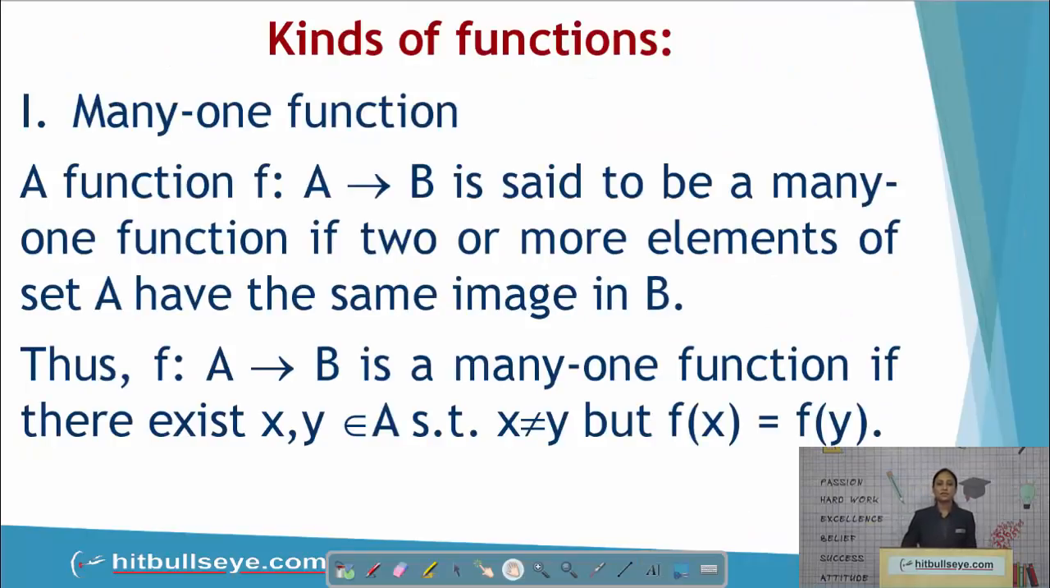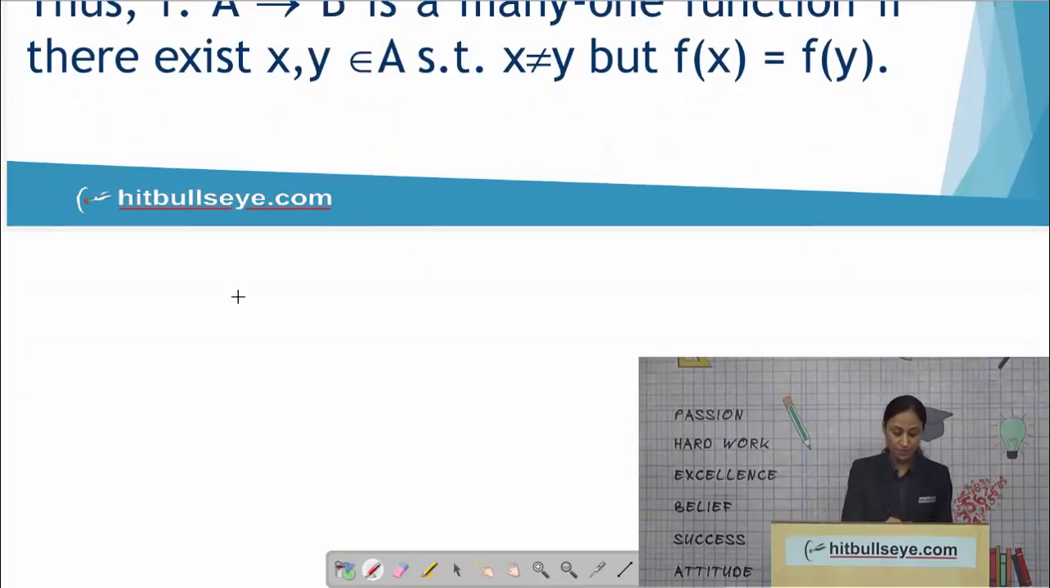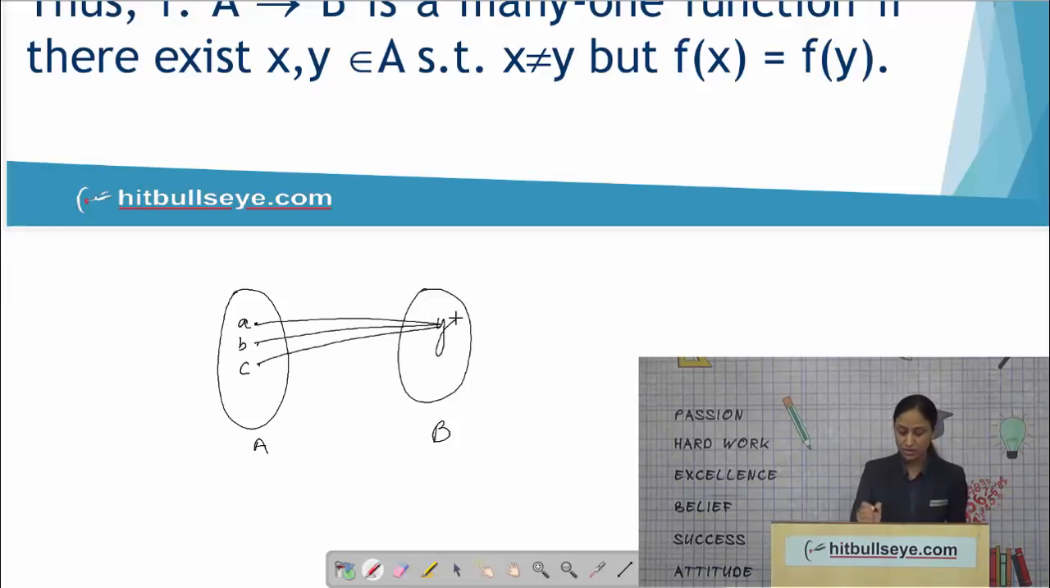Now coming to the kinds of functions, the first one is the many-one function. A function from A to B is said to be a many-one function if two or more elements of set A have the same image in B. That is, a mapping from A to B which is a function is said to be many-one if I have two or more elements in the set A which have the same image, let's call this image y, in the set B.